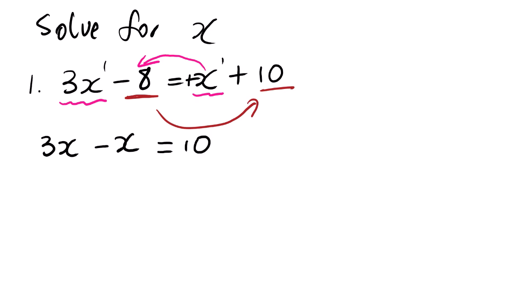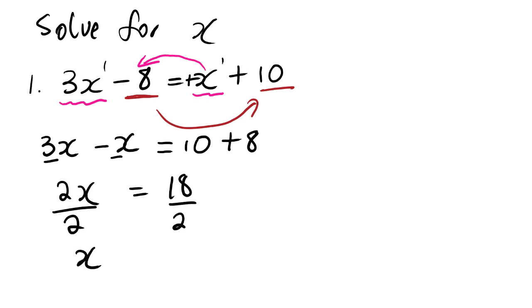It equals 10, and then you can see that the 8 is negative 8, and when it goes to that side, it becomes positive 8. So 3 minus 1, it's 2x, equals 10 plus 8, it's 18. Then we divide both sides by 2. This will get rid of this, actually it will result in 1. 1 multiplied by x is x, and 18 divided by 2 is 9. So this is our solution.